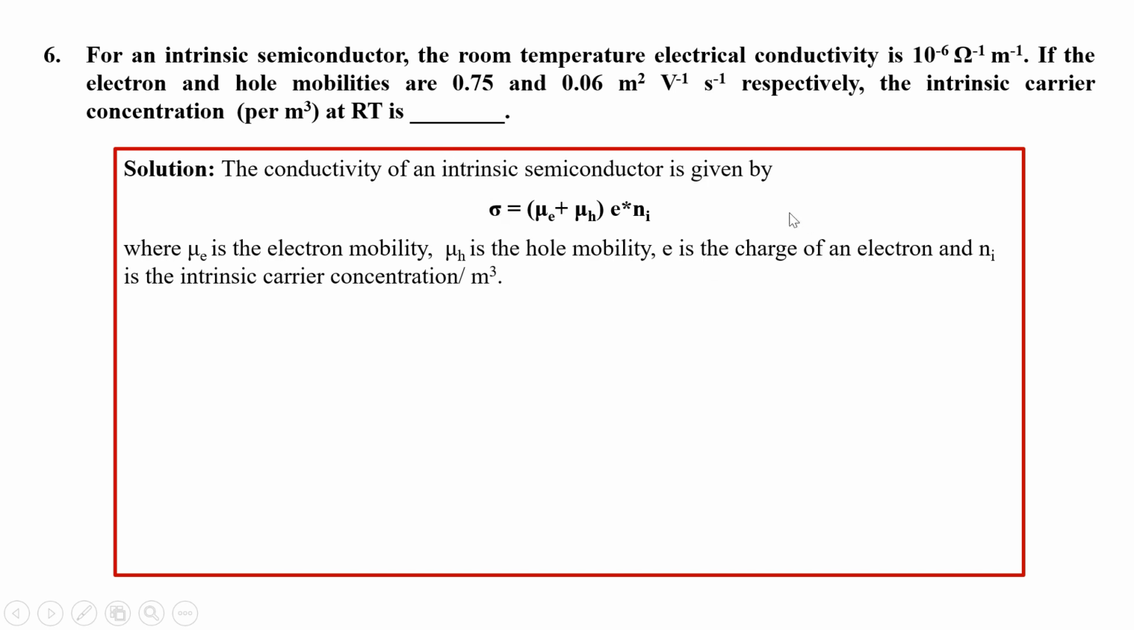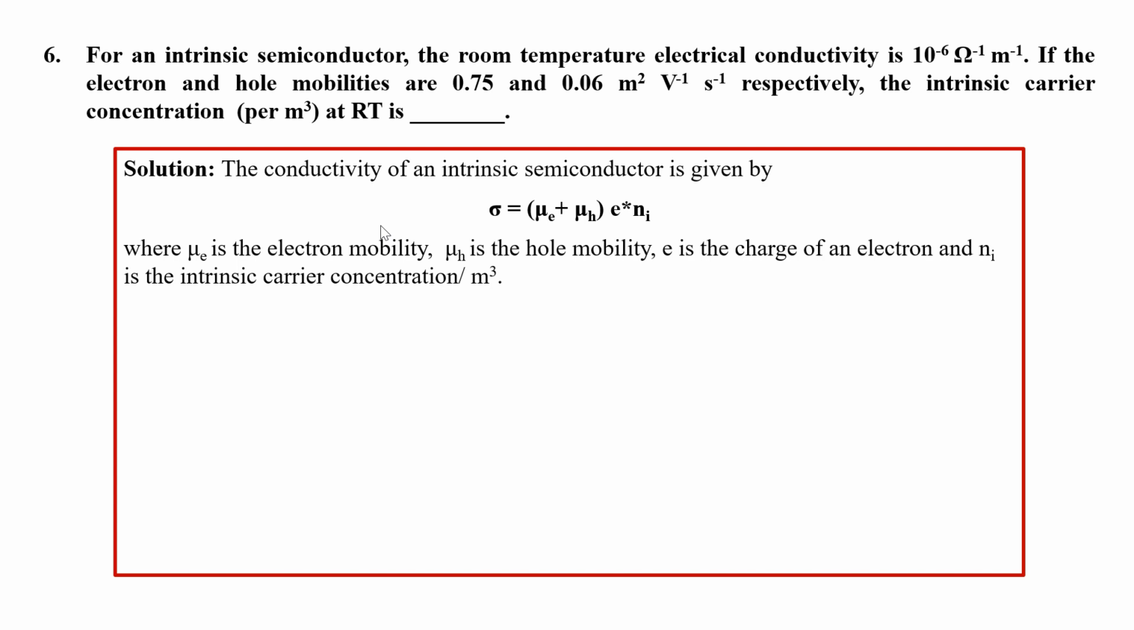So the conductivity of an intrinsic semiconductor is given by sigma is equal to (mu E plus mu H) into e into Ni. So what are these quantities? Mu E and mu H are the electron and hole mobility, that is the speed at which the electrons and holes move inside the semiconductor material. E is the charge of an electron and Ni is the intrinsic carrier concentration. So we know that in a semiconductor material, when light is incident on it or under any external stimuli, what happens? Electron hole pairs will be generated.